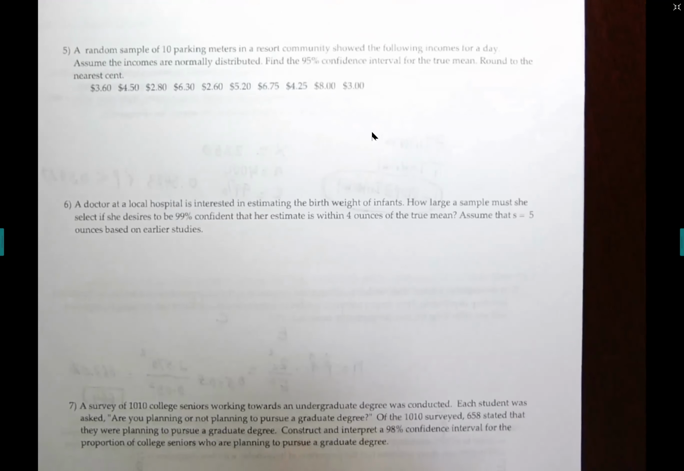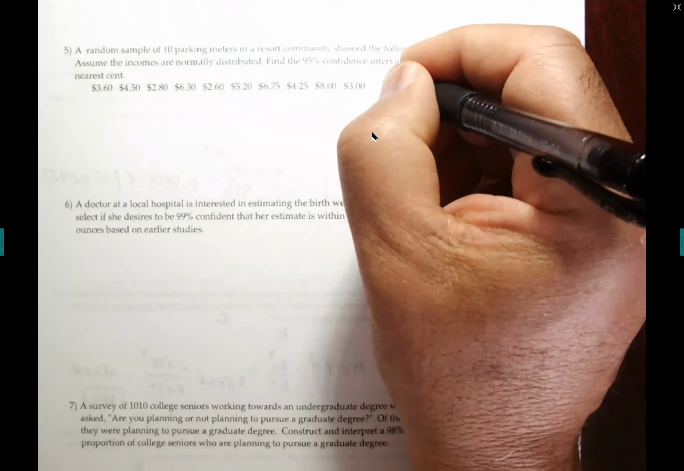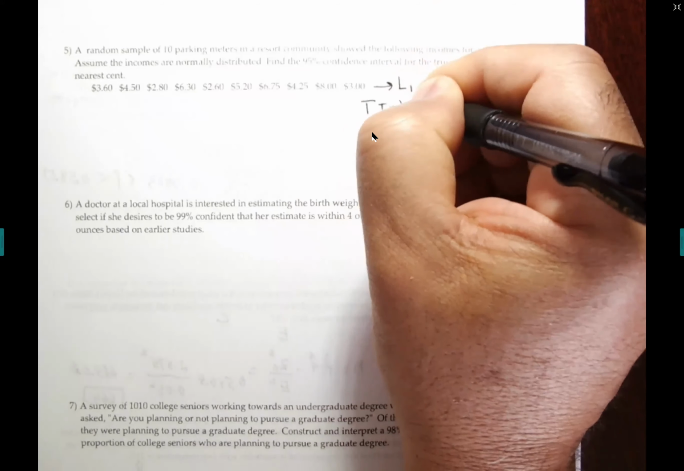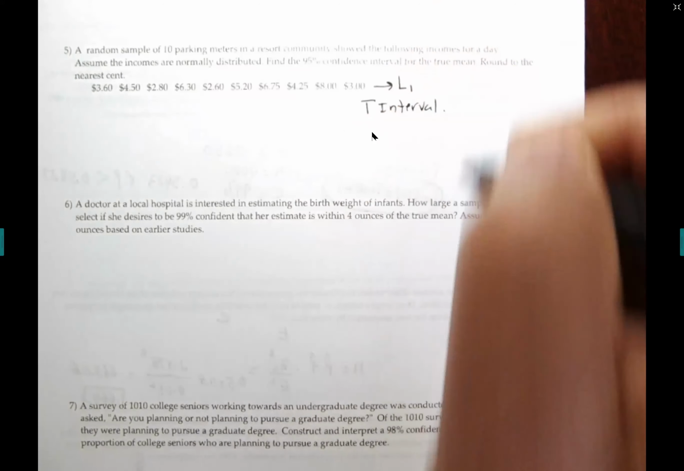A random sample of 10 parking meters in a resort community showed the following incomes for a day. Assume the incomes are normally distributed. Find a 95% confidence interval for the true mean. Didn't mention population standard deviation. He gave you a data set. As I told you, most of the time, except for the question I did earlier, it will turn out to be a T interval, guys. So put this data in L1 and run a T interval. And let's do it together.